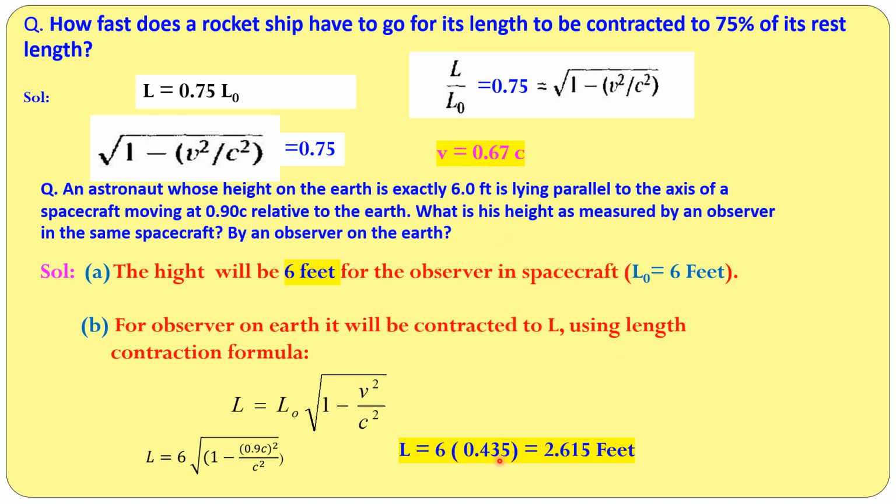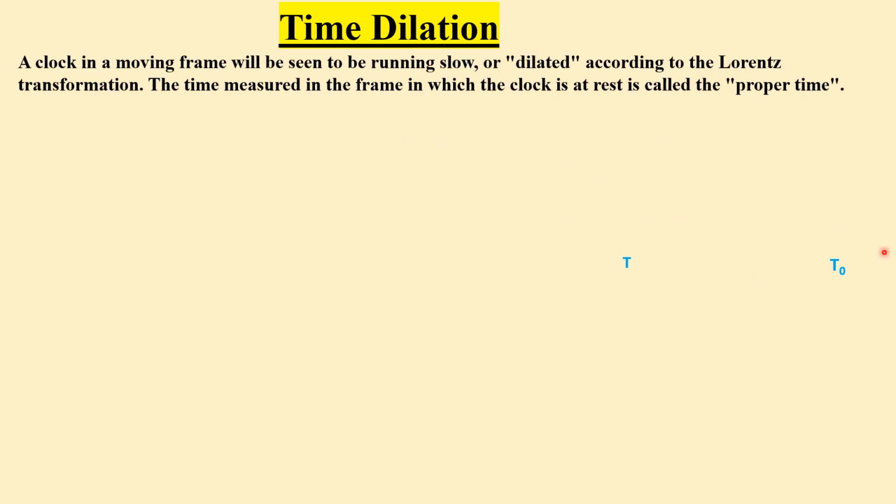So this length is contracted for the observer on Earth due to that high velocity. Now another thing is time dilation. Again, the time intervals are also affected by the relative motion of the objects, and a clock in the moving frame will be seen to be running slow, or dilated, according to the relative motion or the transformation equations.